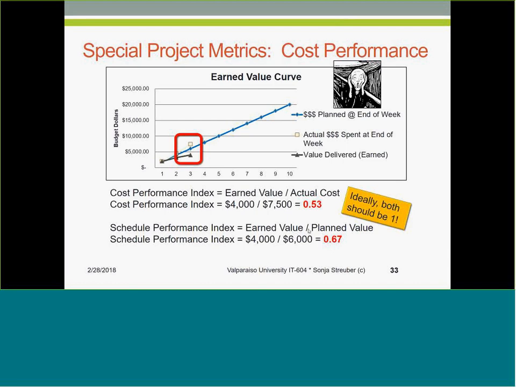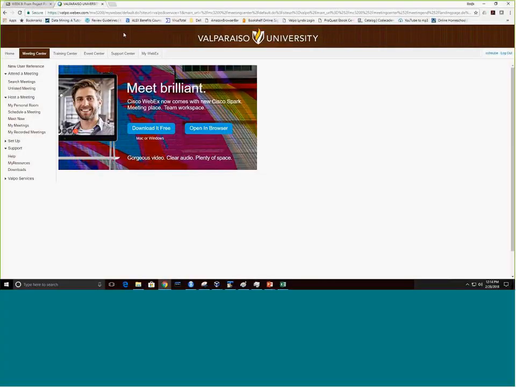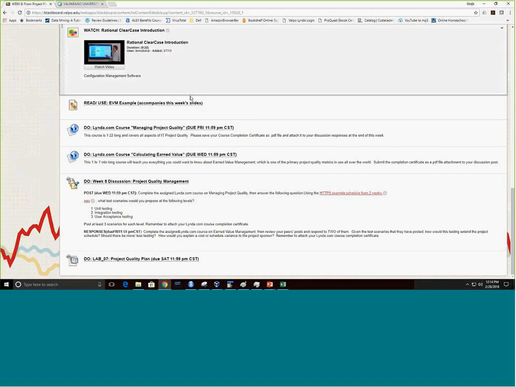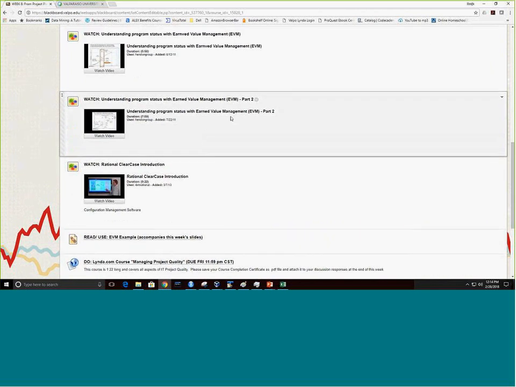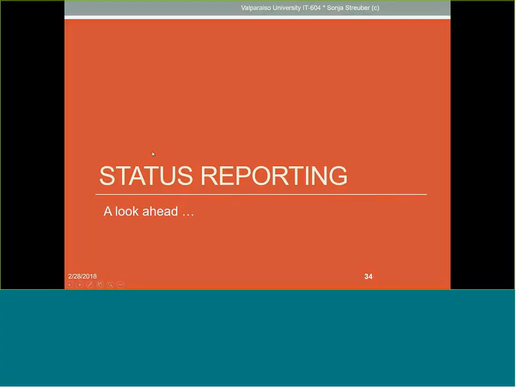Now, this is explained in a little bit more detail in our videos here: Planning program status with earned value management, part 1 and part 2. I urge you to take a look at that. And please note that SPI and CPI, schedule performance index and cost performance index, are always reported in a status report.